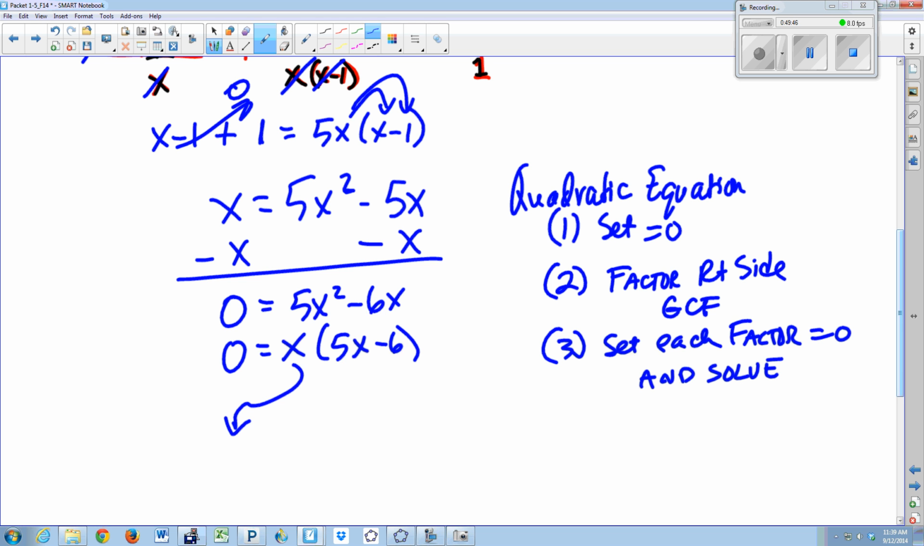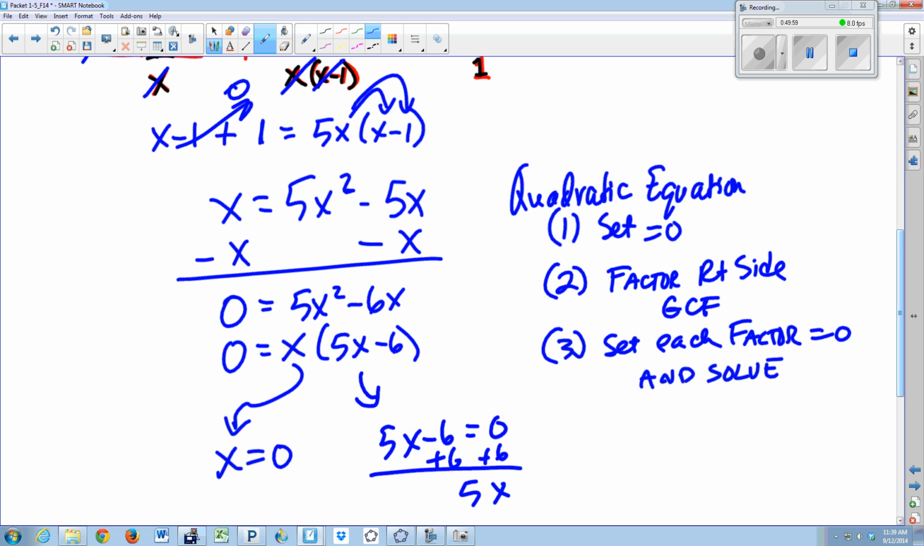So let's do that. I set my first factor equal to 0. There's no work. X is 0. Fine. And what about my second factor when I set that equal to 0? I add 6 to both sides. I get 5x equals 6, and then I divide both sides by 5 and I get 6/5. Or you could also call that 1.2 if you wanted. Doesn't matter, decimal or fraction, I don't care. Okay, and then you're done, you circle both of them, right?